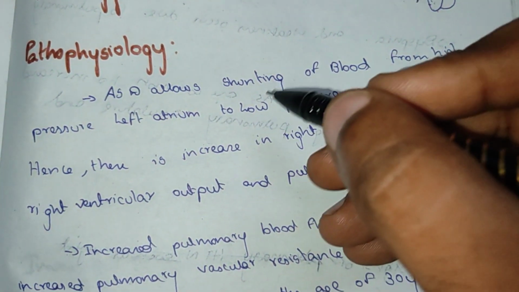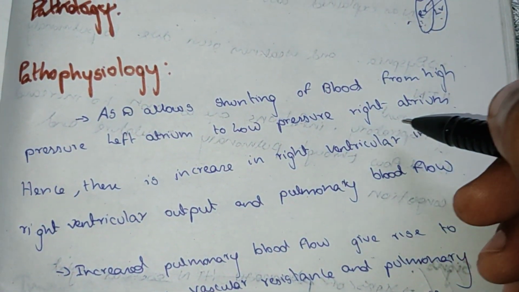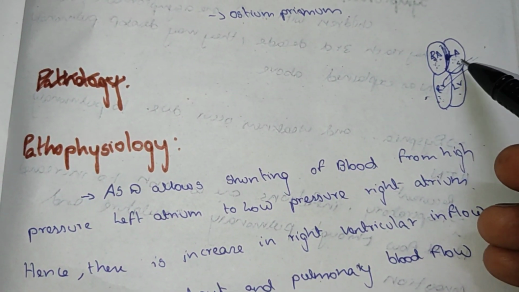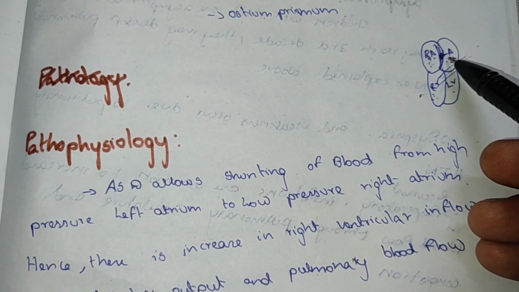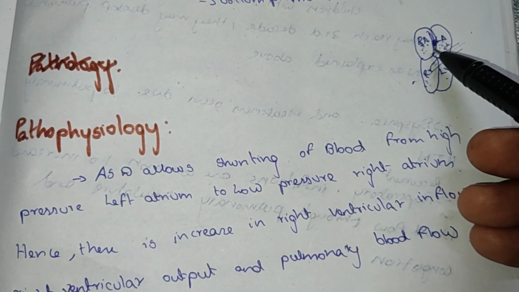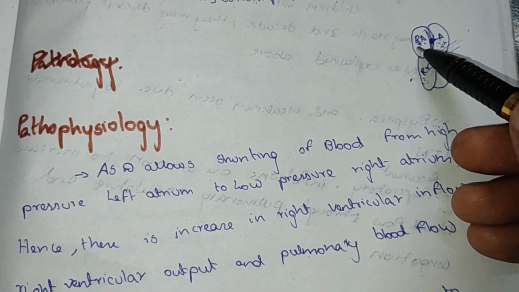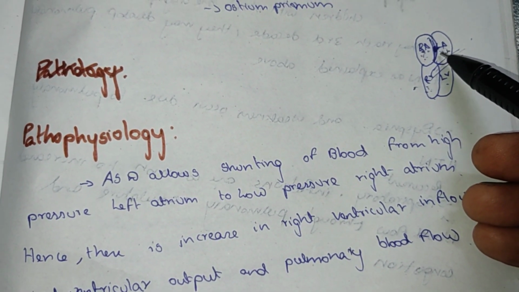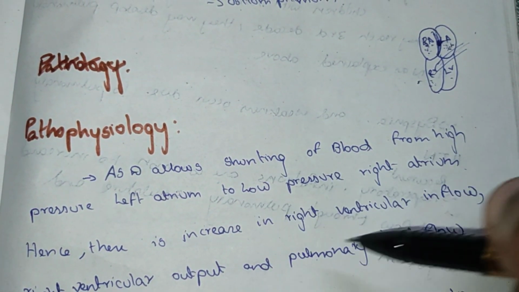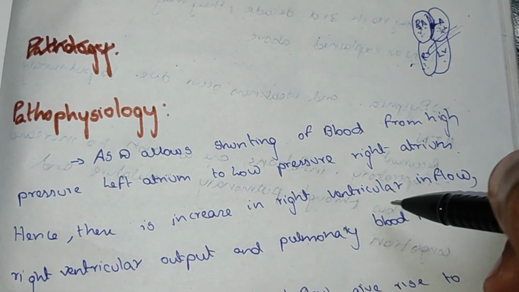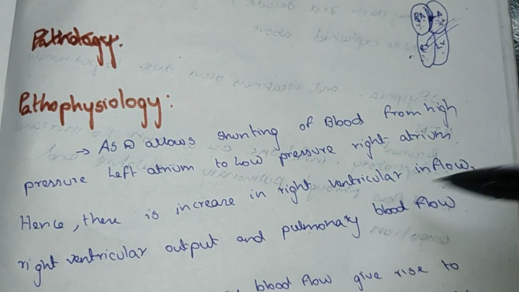Now pathophysiology. ASD allows shunting of blood from the high pressure of the left atrium to the low pressure of the right atrium. Since the left atrium has high pressure and the right atrium has low pressure, the left atrium transfers blood to the right atrium. From the right atrium, it goes to the right ventricle. Hence, there is an increase in the right ventricular inflow.